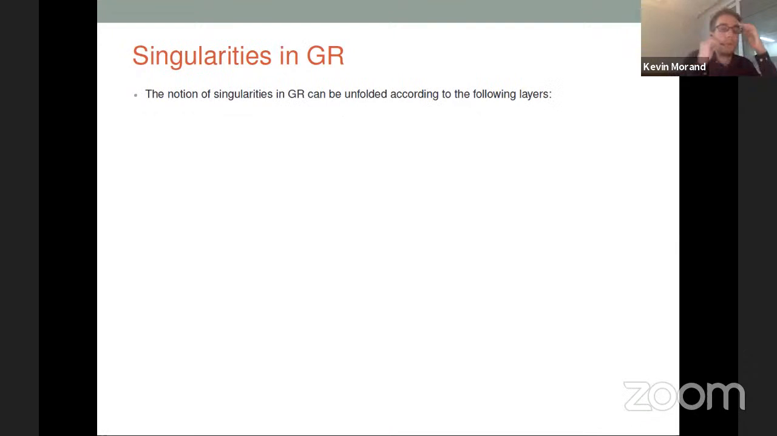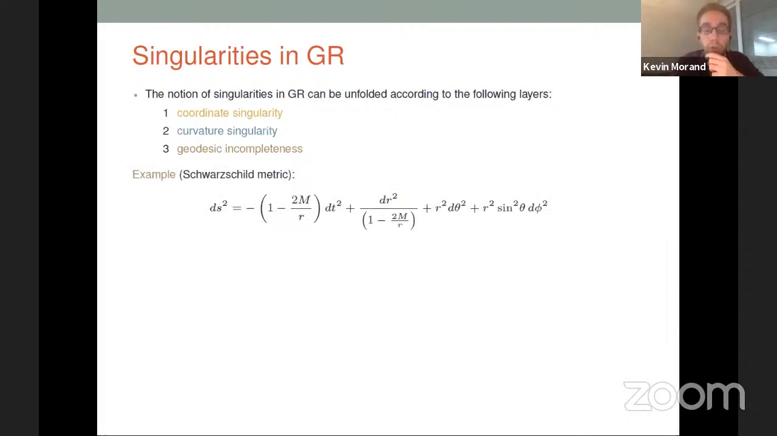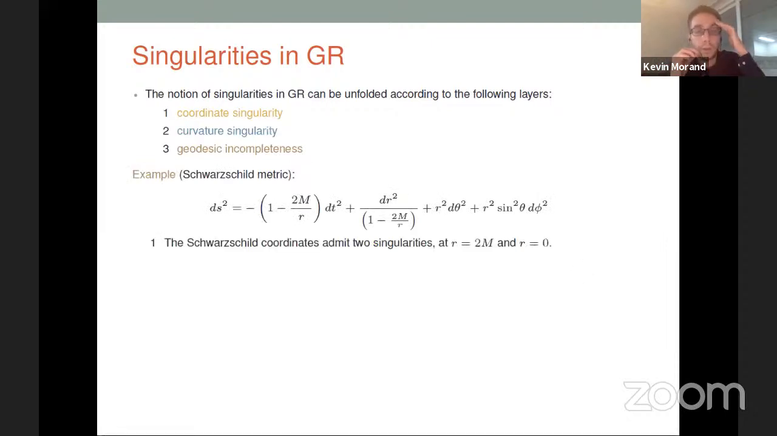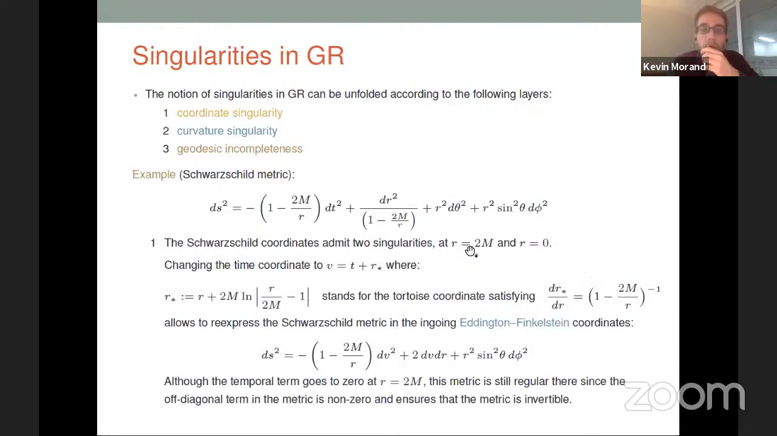Okay, so this is for DFT. Now we will be interested in the interplay between DFT and singularities. So let me very briefly mention some well-known facts about singularities in GR. We can distinguish three different layers of singularities in GR. Let me just take the Schwarzschild metric as a classic example. Using the spherical coordinates, the Schwarzschild metric admits a priori two singularities, at r equals 0 and r equals 2m. But as we know, r equals 2m is only a coordinate singularity, as it can be removed by a suitable coordinate transformation. So this is only an artifact of the coordinate system that we chose.